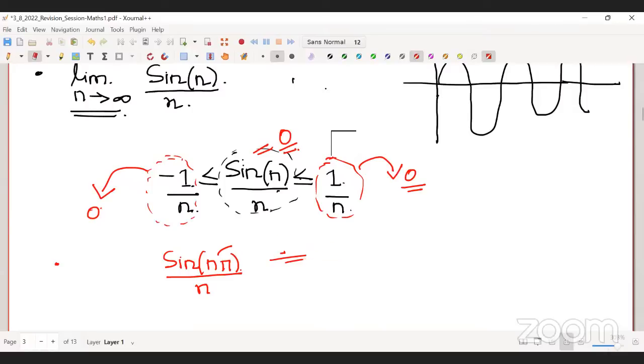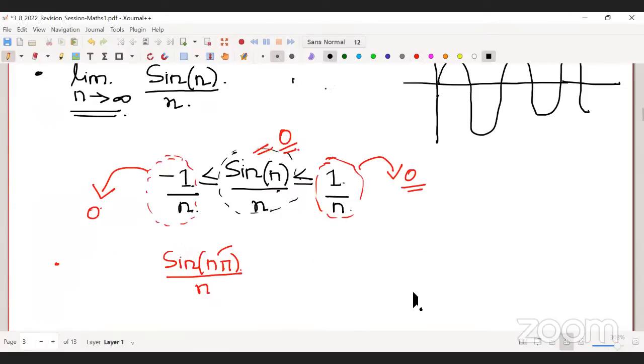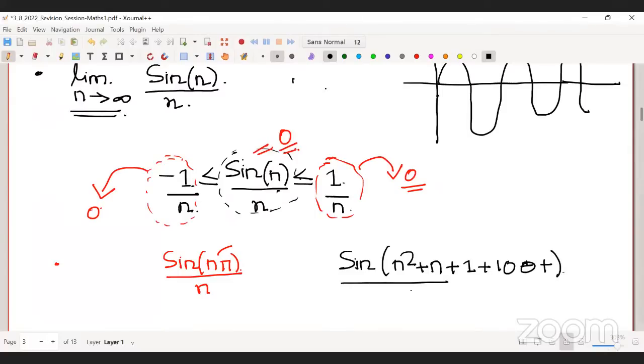Yes. Suppose instead of sine n you have something like sine of n square plus n plus 1 plus 100, maybe. Sir, the sine interval is minus 1 to 1.